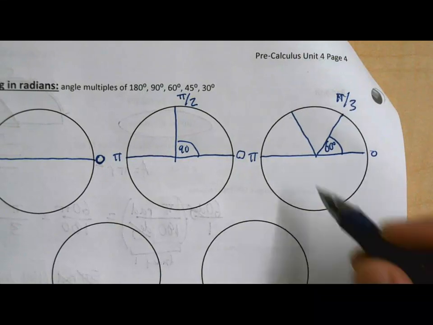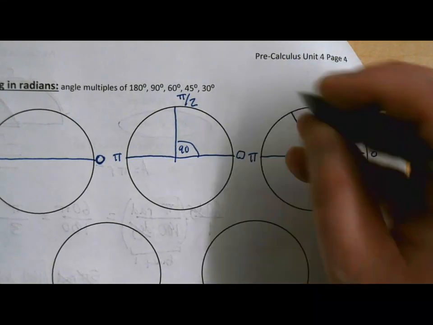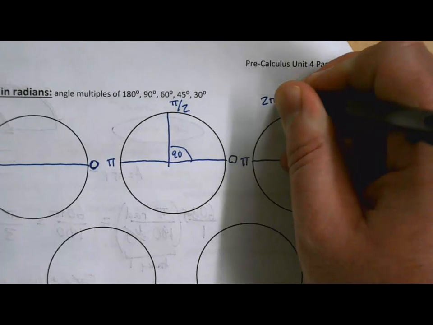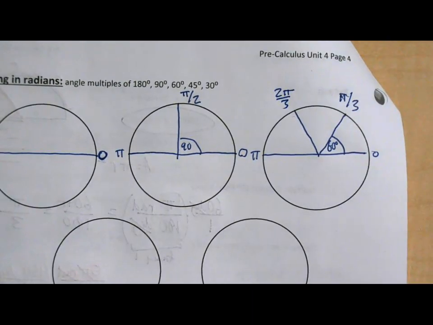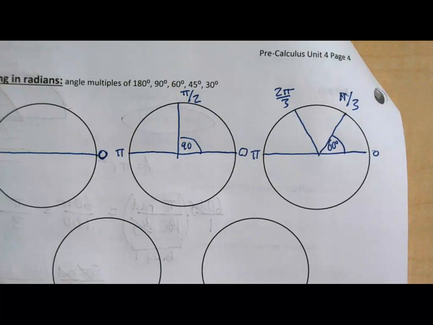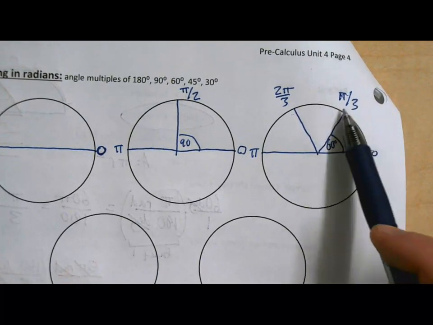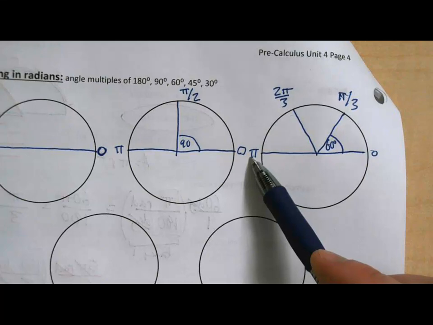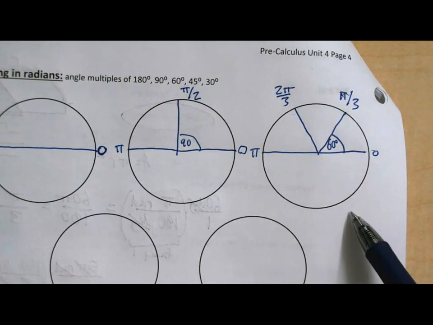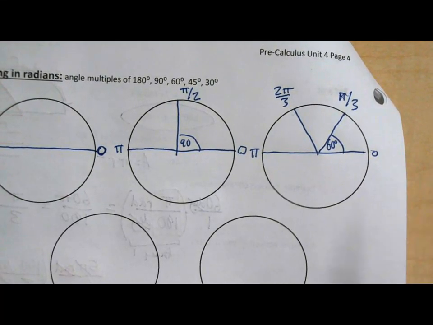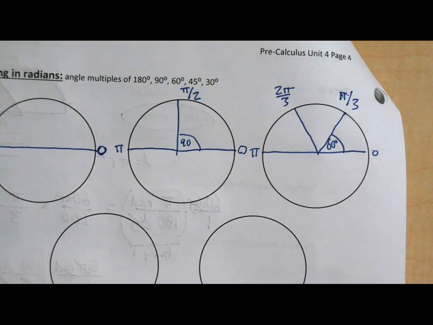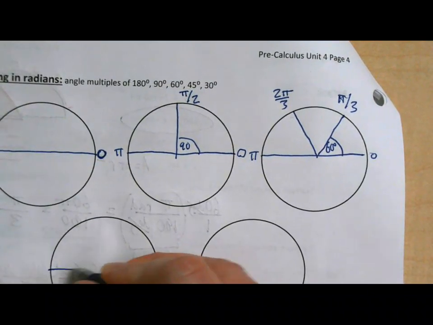Then this would be 120. We would write this as 2 pi over 3. We're literally just counting around the circle. Eventually, we're going to count around and go 1 pi over 3, 2 pi over 3, 3 pi over 3, 4 pi over 3, 5 pi over 3, and we'll count all the way around, but not today. That's for tomorrow, or Monday.